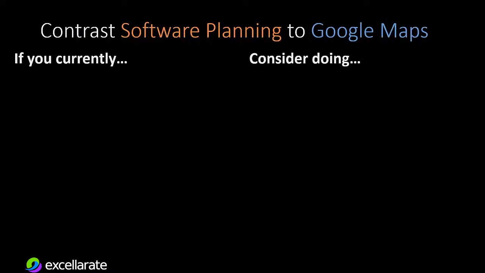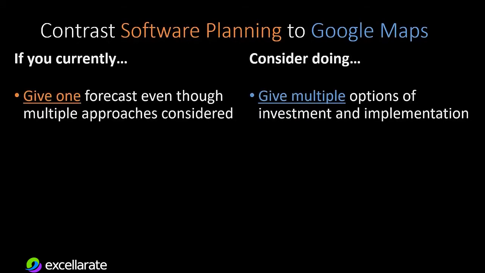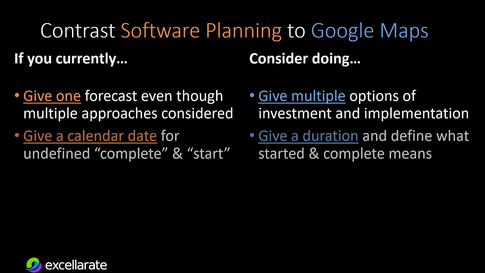So this is my call to action for you. If you're currently just giving one forecast, even though you considered multiple approaches and different amounts of delivery of a project or a feature, stop doing that. Start giving multiple options and defer and delay the decision until you have as much information as you can about context on the day you're about to start.